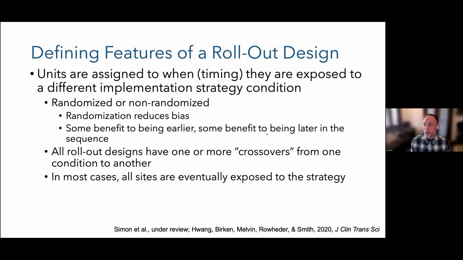So if you have a situation where you're trying to test two different things against one another in a rollout context, you cannot do so in a stepped wedge. It violates one of the assumptions and key characteristics. In most cases, I put this caveat in here because there are a couple of examples that I'll show you where there is a control condition within a rollout, which is, again, something that you cannot do with a stepped wedge, but you can do with this broader class. All sites will eventually get exposed to the strategy if you're in the active strategy condition. Okay.